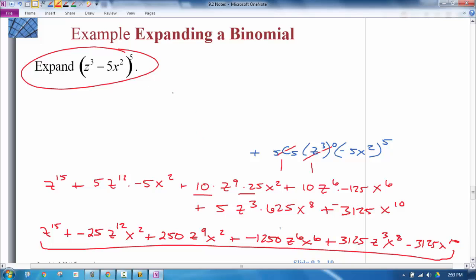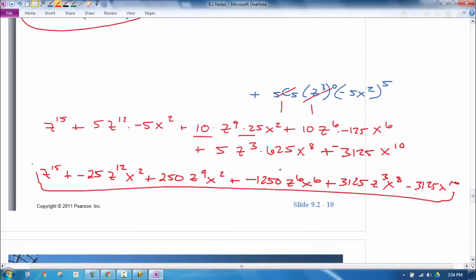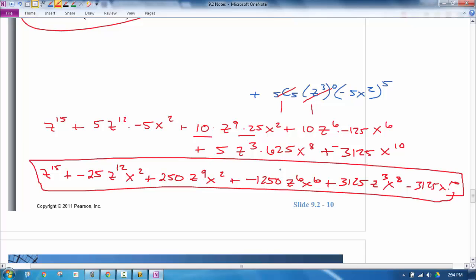I know it's a lot of work, but it'd be a lot more work to actually FOIL this out, the whole thing. So this is going to save us a lot of work, and we are going to have to do these. Maybe I won't give you the 5th power on the test. Maybe I'll give you the 3rd power or 4th power, but we are going to have to do this.